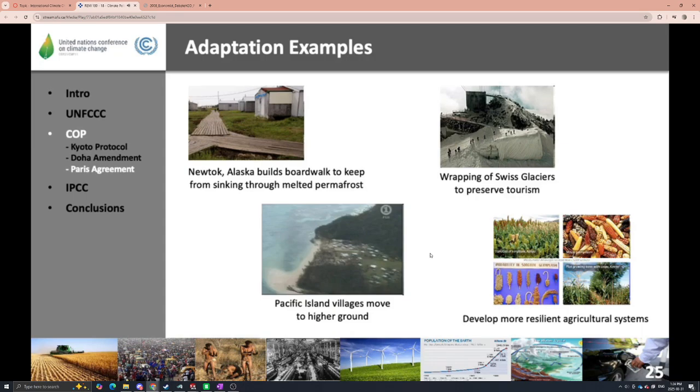Very simple and short-term things like building boardwalks in Arctic villages to deal with the thawing of the permafrost, or Swiss ski resorts covering up glaciers with white blankets during the summer months to slow down the melting. More substantial adaptation measures are things like Pacific Islanders moving to higher ground, or even purchasing land in other countries to escape sea level rise, and the development of more resilient crops that can handle warmer and drier climate. So these are some very basic examples of possible adaptation strategies, but there were and continue to be many more strategies.